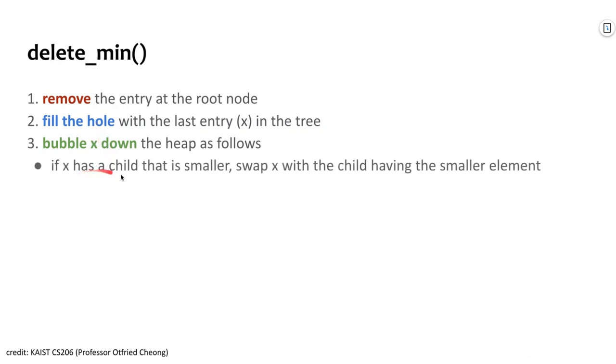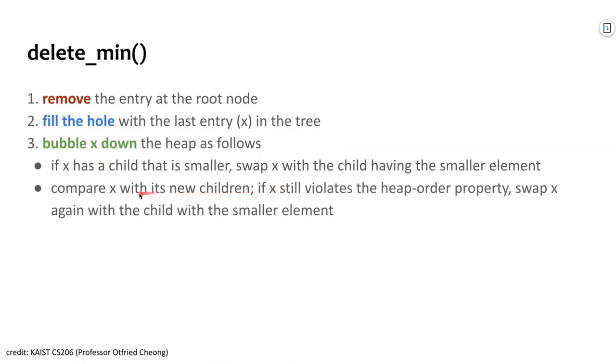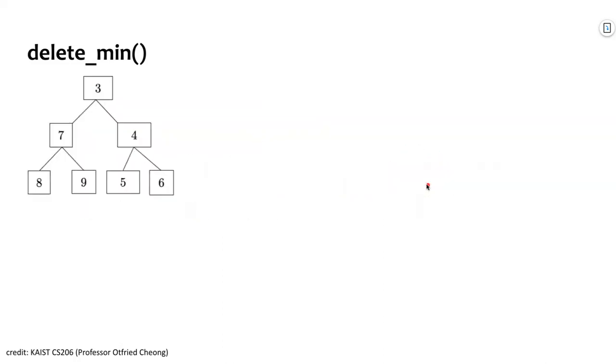And if X has a child that is smaller, then we're going to swap X with the child having the smaller element, and compare X with its new children. If X still violates the heap order property, then we're going to repeat this process again and again. I'm going to show you a picture.